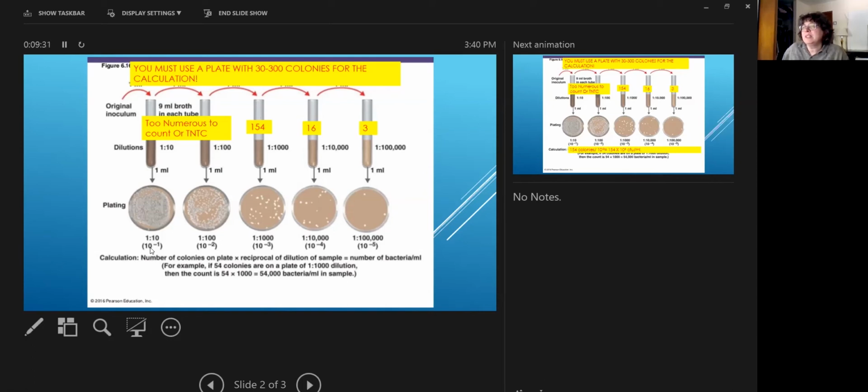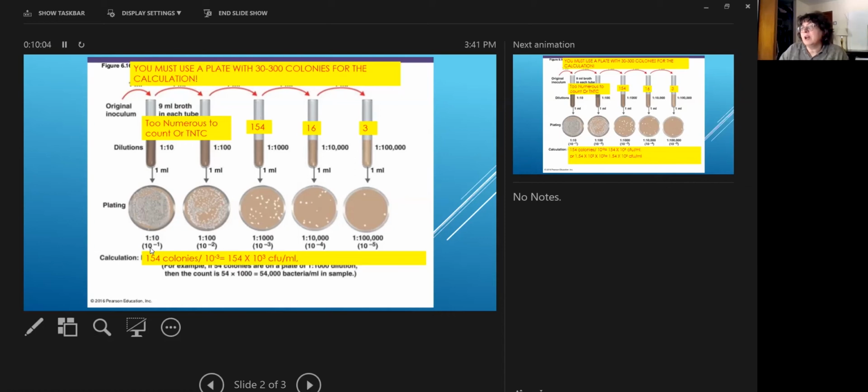Underneath the plate, we see the dilution of this plate is listed as 10 to the negative third. So what we need to do is take the number of colonies, which is 154, and divide by the dilution of the plate, the dilution factor. So that's 154 divided by 10 to the negative third power. I'll remind you that when you're dividing by a power of 10, you can bring the number up to the top of the fraction by changing the sign of the exponent from positive to negative or negative to positive.